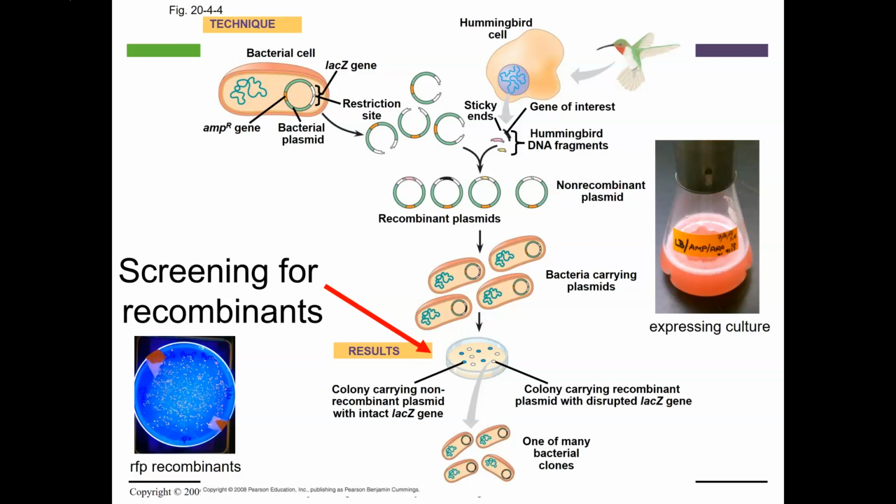However, any colony that is white, these white ones, they're interesting because the LAC-Z gene is not functioning, so they likely have a DNA fragment inserted into the plasmid. Now you can study these and figure out if they have the exact fragment of interest to you. The colonies of interest, the ones worthy of more study and research, are the ones that are white. This method is called the blue-white screen.